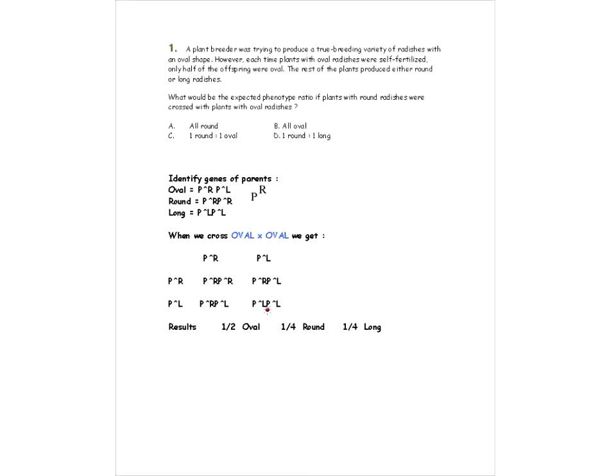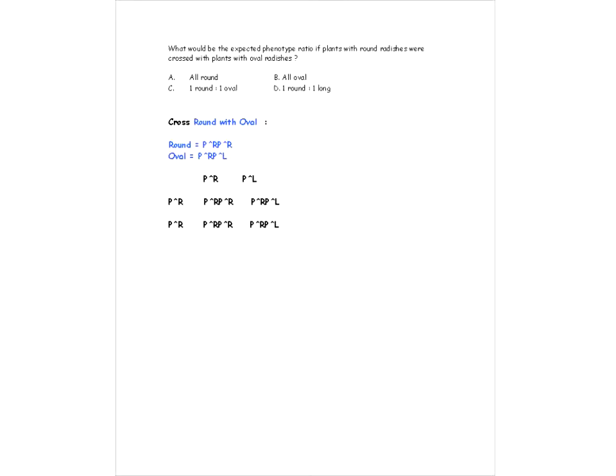Okay, so that's just basically looking at what the question describes, but it's not getting into the actual question, which is asking what happens when you cross round with oval radishes. So let's set up a Punnett square for round crossed with oval and see what happens, now that we know what the genes look like.